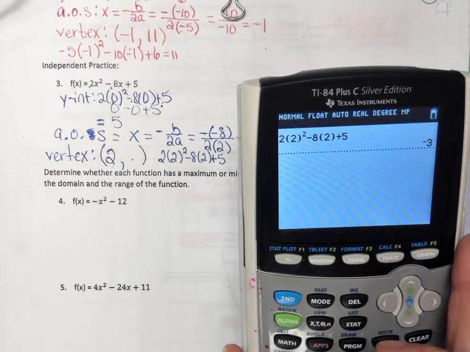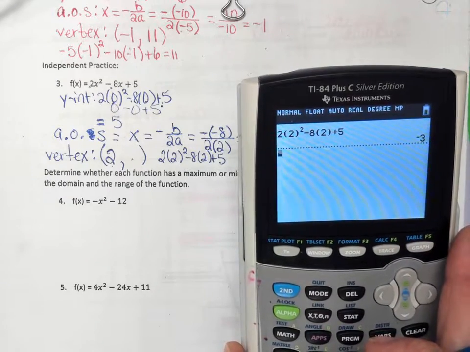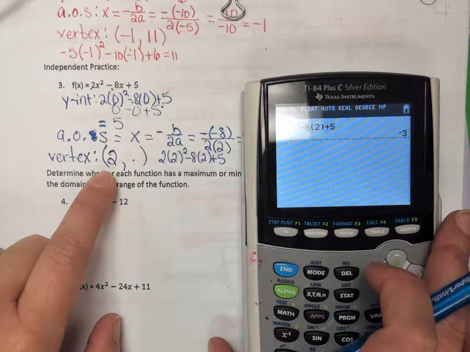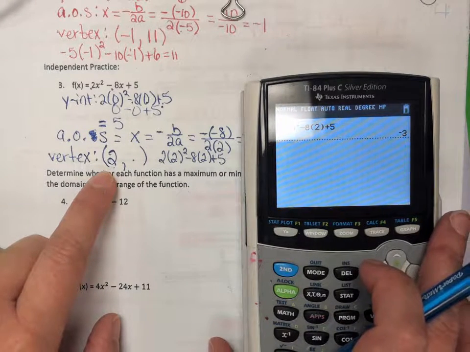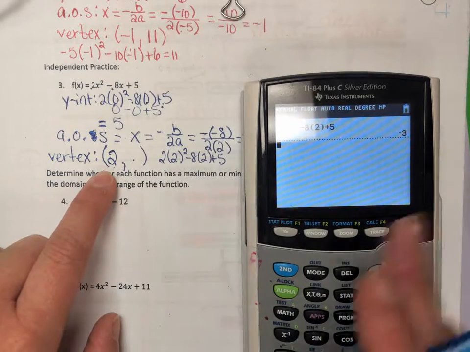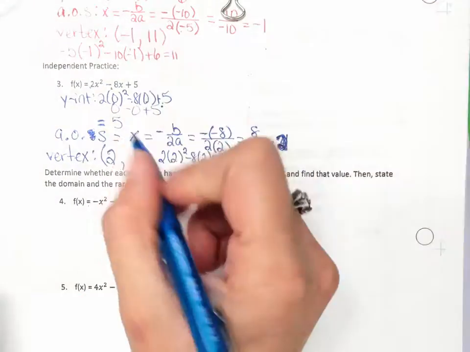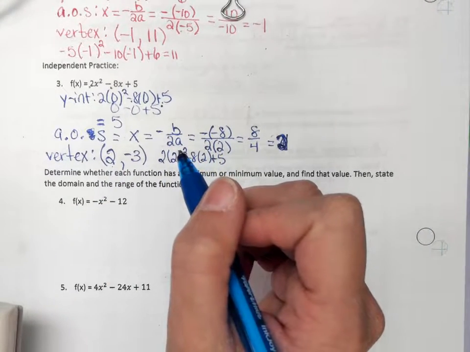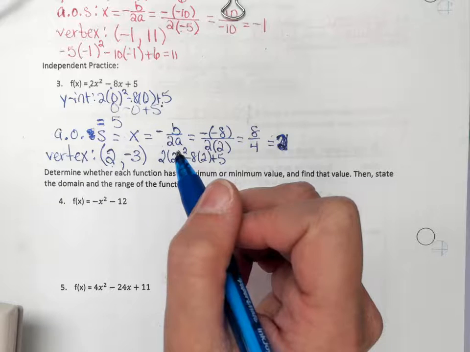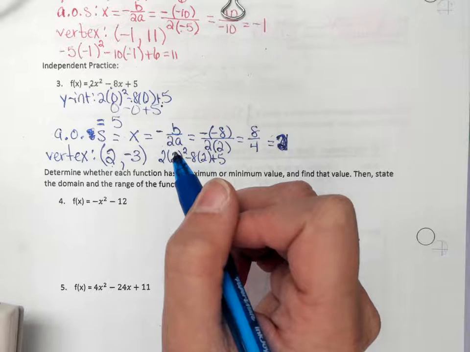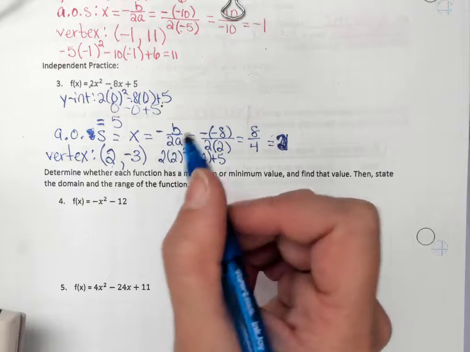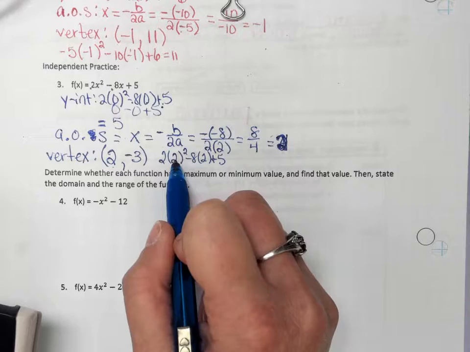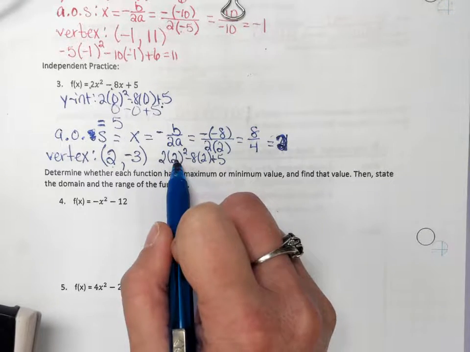Look, listen, if you plug in 2, because that was your x value, right? You get negative 3. Y'all okay? You do not need to plug in 0. If you plugged in 0, that's how you got 5. Okay, so 2 times 2... No. 2 squared is 4. That's fine. Then times 2 is 8.